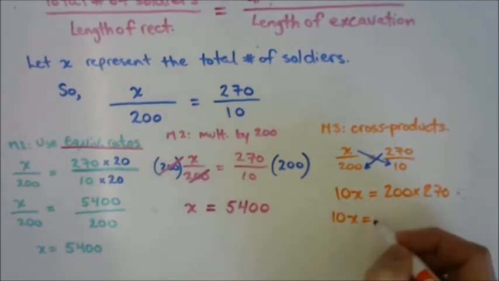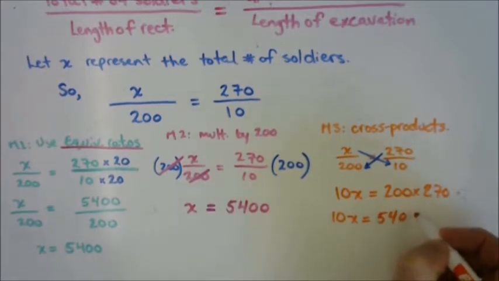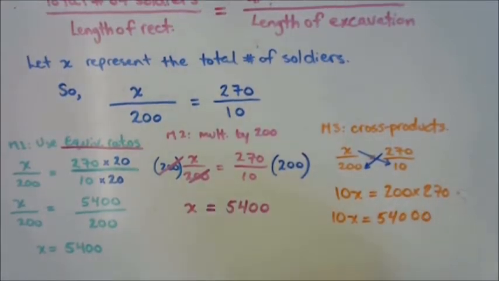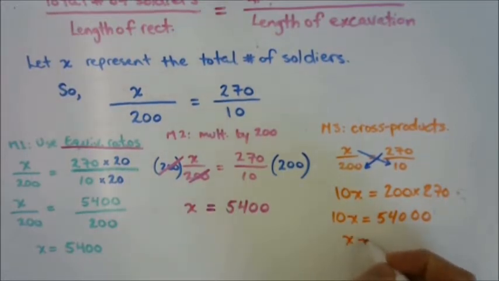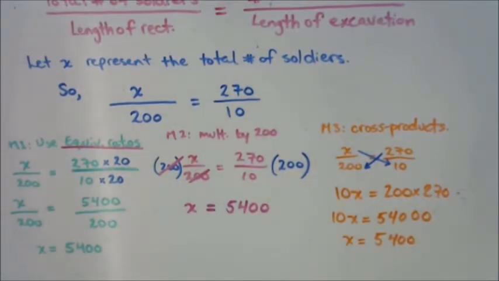So as we work that through, we've got 10x is equal to 54,000. And then we're going to divide both sides by 10, leaving us with x equals 5,400. Again, giving us the same estimate: if in the 10-meter strip that they excavated they found 270 soldiers, then it's estimated that there will be about 5,400 in the whole army. We would write a sentence to finish that off as well.